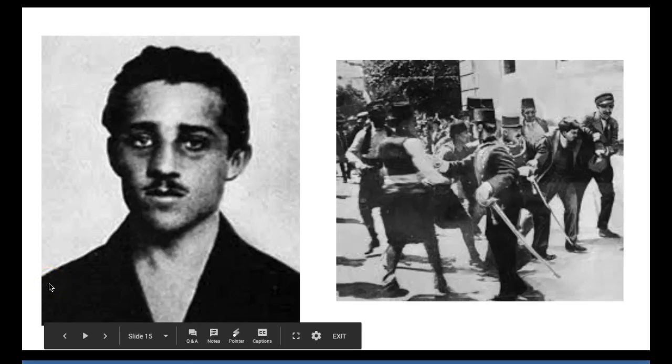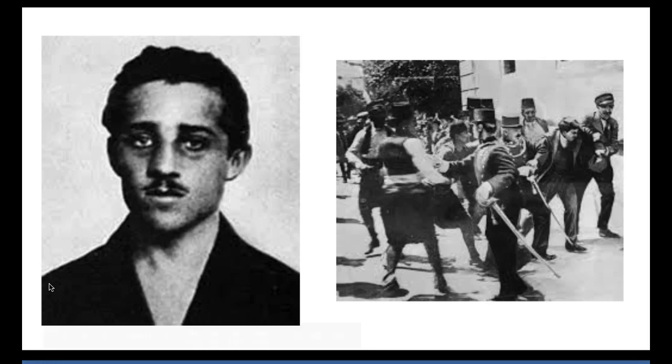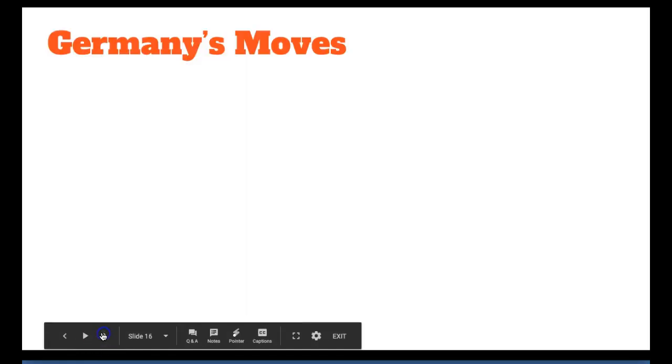This is the third segment for the video lesson on the outbreak of World War I. This last slide with these two photographs is of Gavrilo Princip and him being apprehended after he assassinates the Archduke Franz Ferdinand and his wife Sophie. So we continue with Germany's moves.